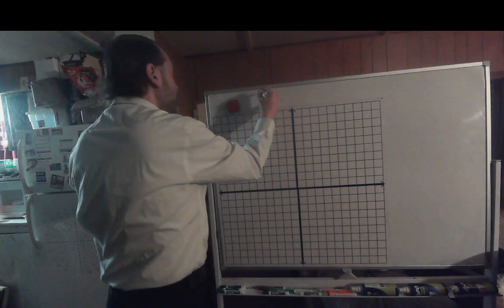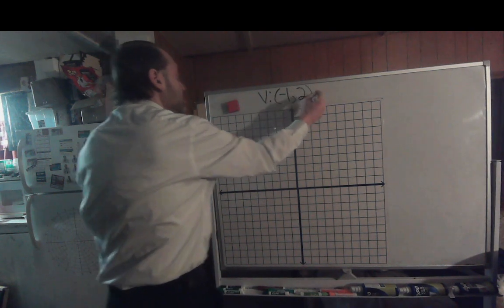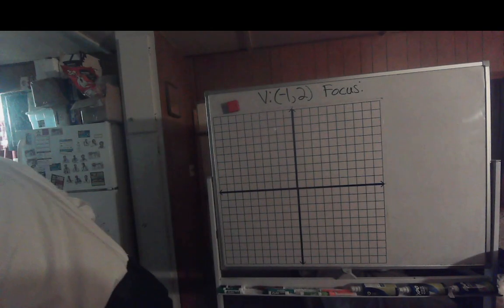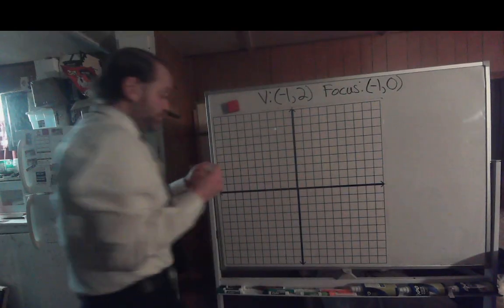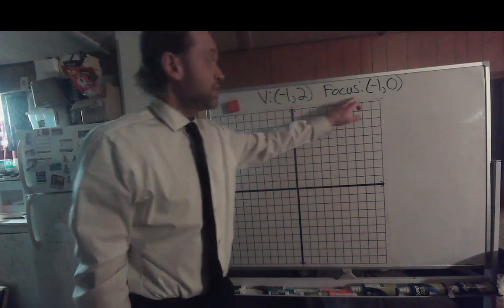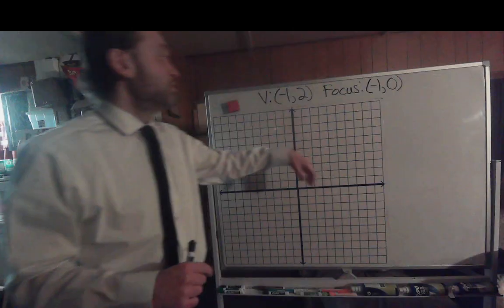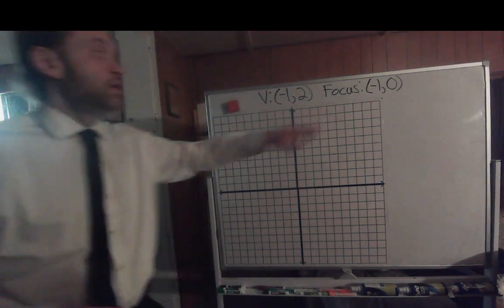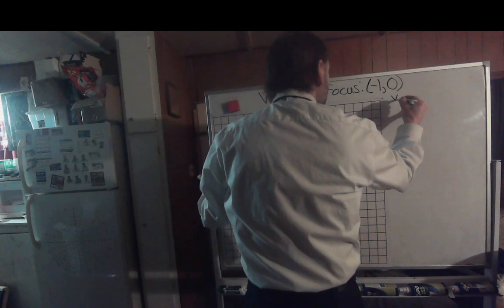Alright, so this time we have a vertex at the point (-1, 2). We have a focus that is located at (-1, 0). Okay. So the vertex is (-1, 2), the focus is (-1, 0). So what coordinate stays the same? It's x, which means there's a change in y. So there's a change in y, that means it's going to have y-axis symmetry.